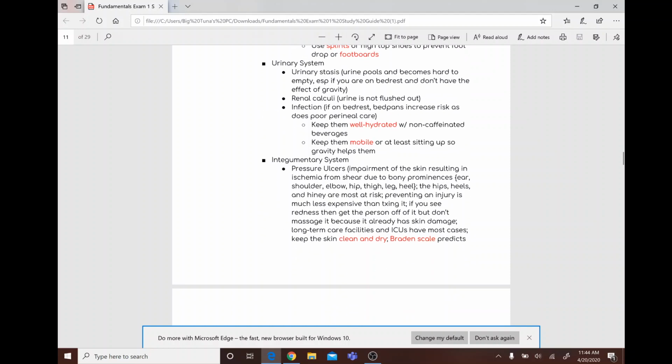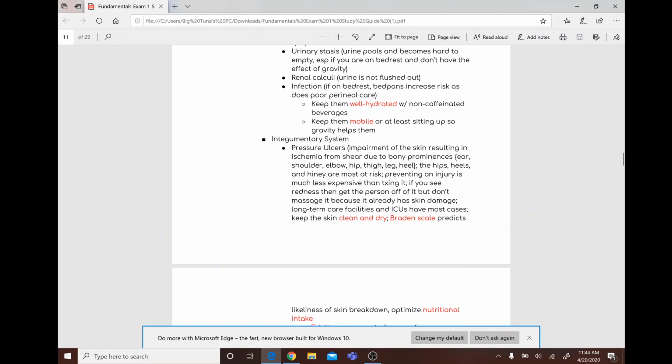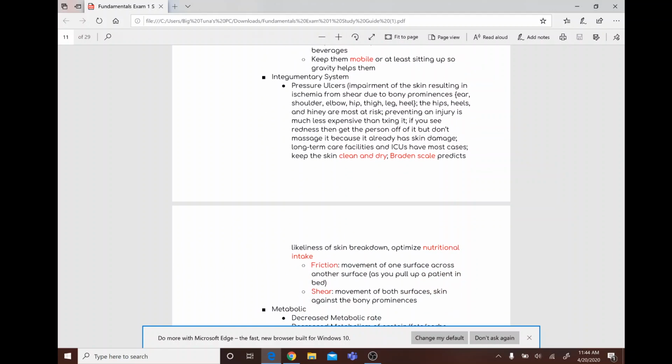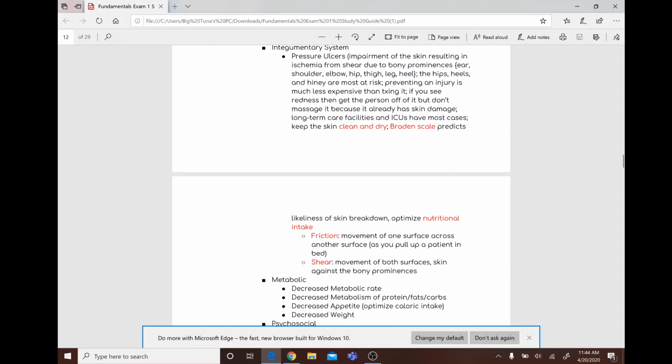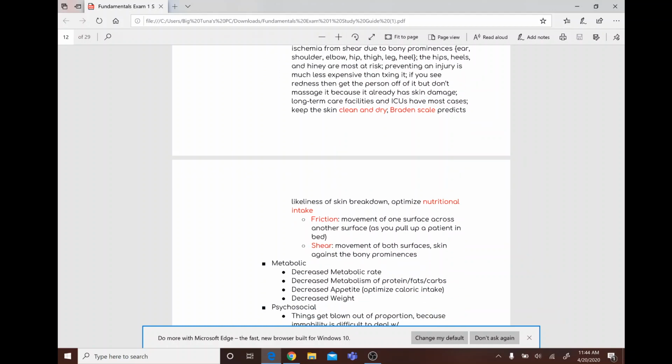What are some of the things that occur in the integumentary system because of immobility? Pressure ulcers. How are we going to take care of pressure ulcers? Keep skin clean and dry, braden scale, and then nutrition. What is friction?